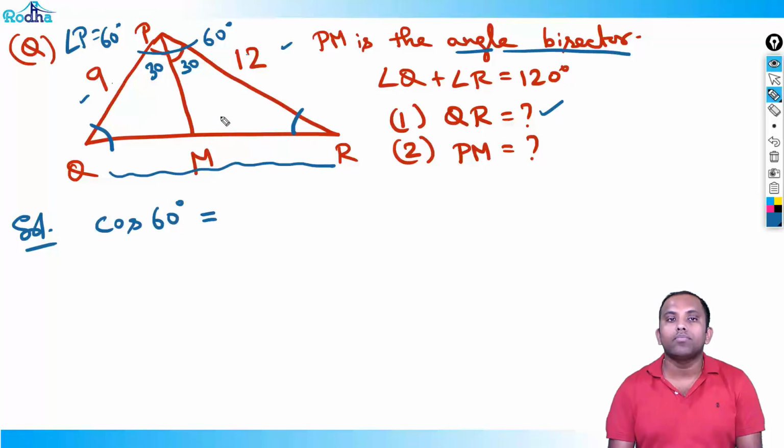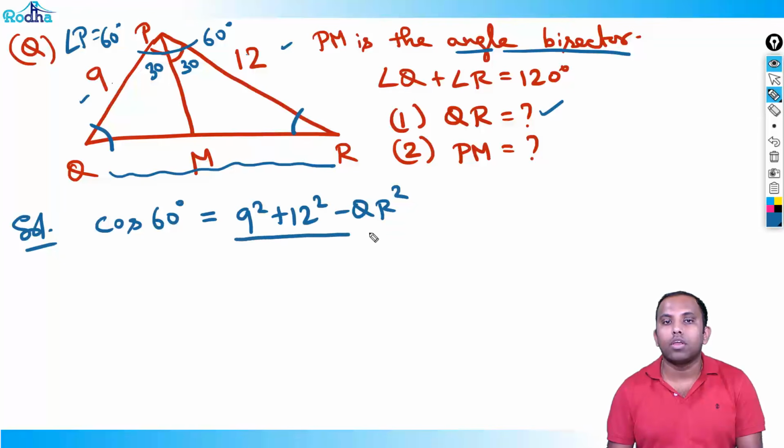What is cos 60? Sum of squares of the sides, but the opposite one will go in negative. That is 9 square plus 12 square minus QR square, upon twice the product of the 2 sides, don't take the opposite one. That is twice of 9 into 12. Opposite is QR. Cos 60 is half. I'm solving the first question here.